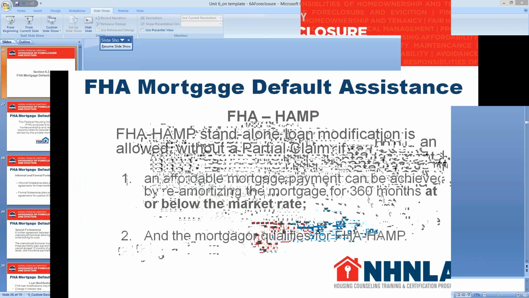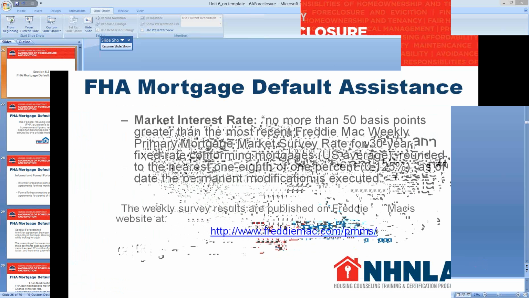Now let's talk about market interest rate. Market interest rate is no more than 50 basis points greater than the most recent Freddie Mac weekly primary mortgage market survey rate. That's a mouthful, isn't it? Absolutely. But you can think of it this way: it can't be more than 0.5% over the Freddie Mac interest rate. And if you see the website we have here, www.freddiemac.com/PMMS/, you'll be able to see what the rate is for that day, and you can go up to 0.5 over after you've rounded it up to the nearest 1/8. So that's the rate we're looking for when we say the market interest rate.